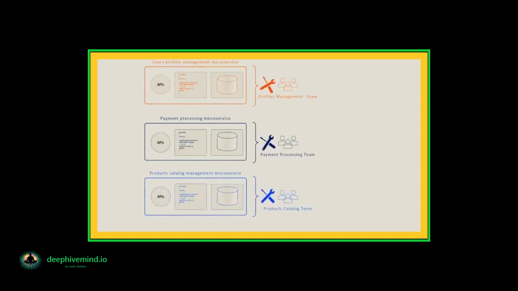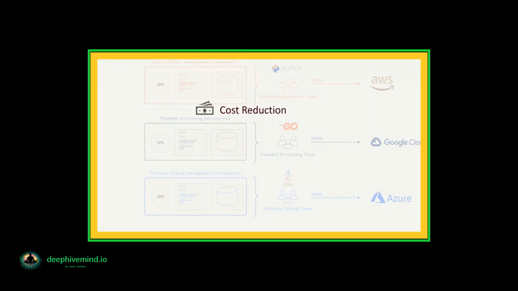Theoretically, teams could even use different programming languages and deploy their microservices to different infrastructure. However, for cost reduction, efficiency improvement, and operational optimization reasons, most organizations limit team choices to a set of approved tools, infrastructure providers, and programming languages.